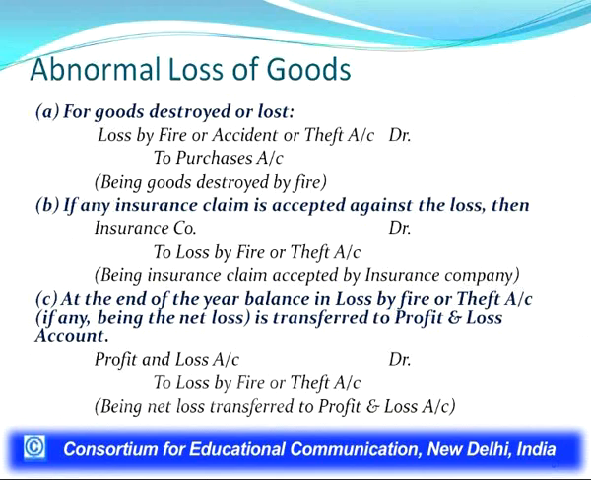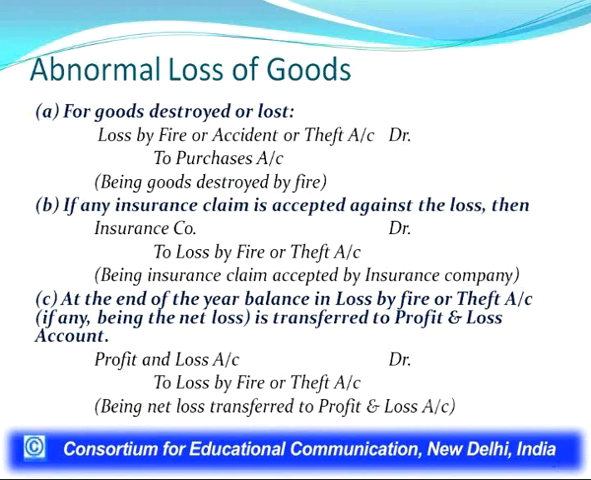And in that case, the insurance company sends a surveyor, who evaluates the losses and gives his recommendation on how much compensation can be paid for the damage by the insurance company. Whenever the insurance claim is accepted by the insurance company, we pass the entry: insurance company account debit to loss by fire or theft or accident account, whatever the case may be. If it has been received directly, then we pass the entry: bank account debit to loss by fire or theft account.